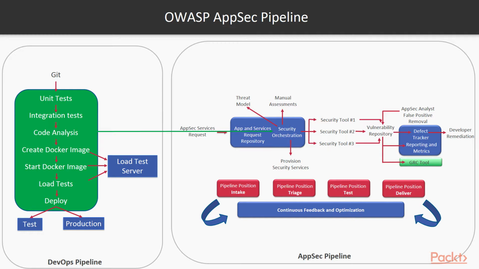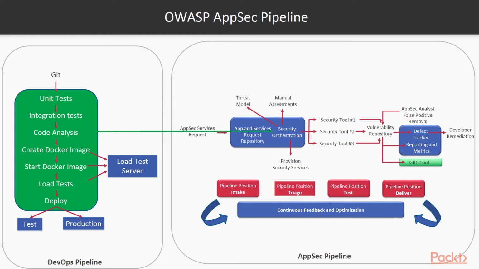Pipelines have four distinct areas. The first is the intake process or first impression. This is where customers request AppSec services such as dynamic, static, or manual assessments from the AppSec team. The intake process consists of an application repository that a requester will either choose from a listing of applications or provide the details of the application.